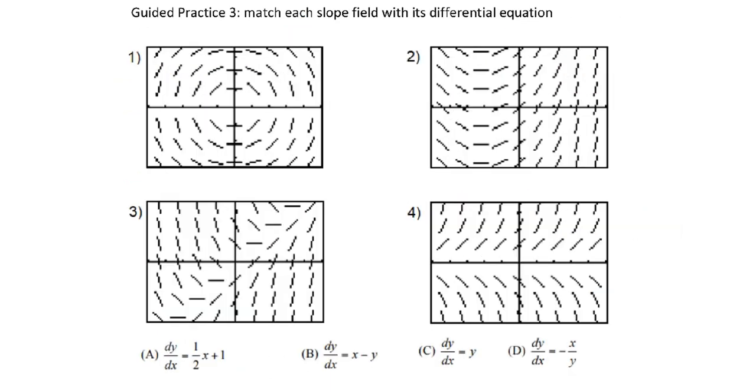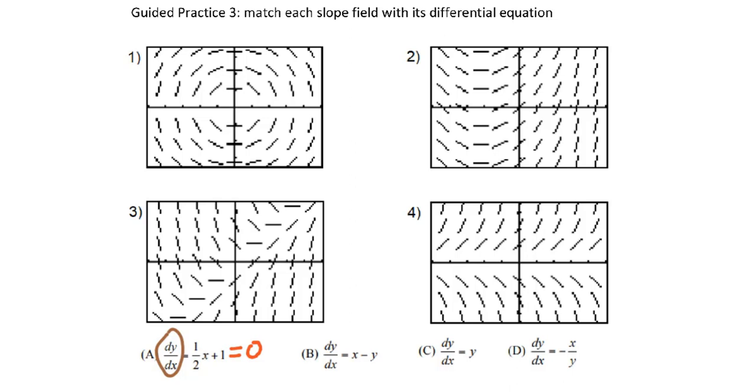Now let's go to guided practice 3. Still, this is a matching problem, but it's given the differential equation this time. For the differential equation, first of all, you will check which one you can make equal to 0, because the horizontal line is really easy to identify.